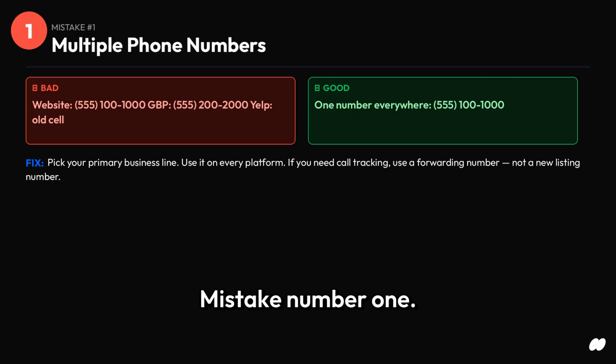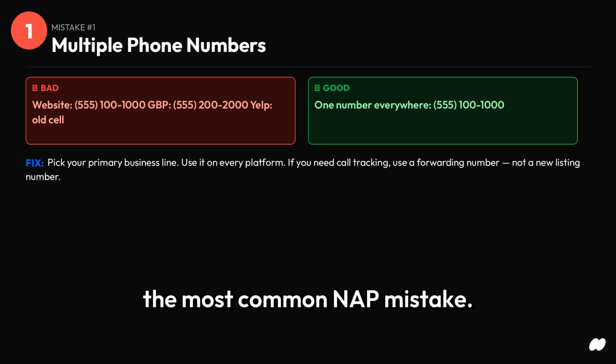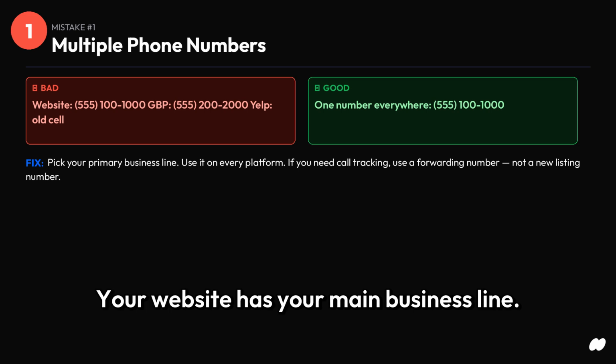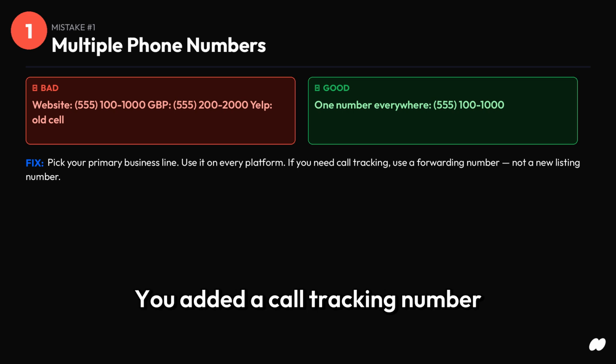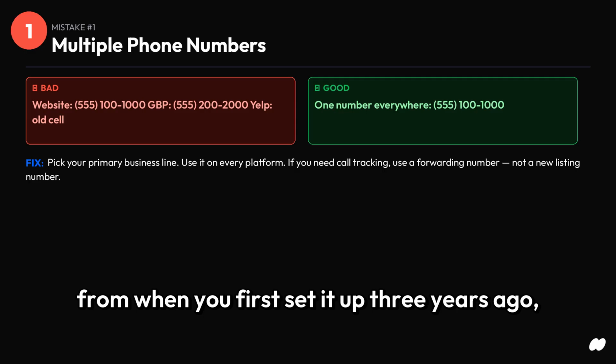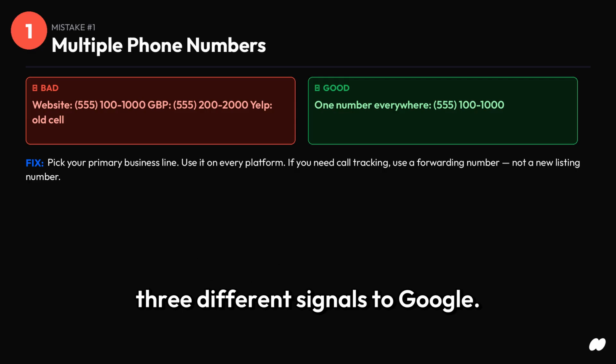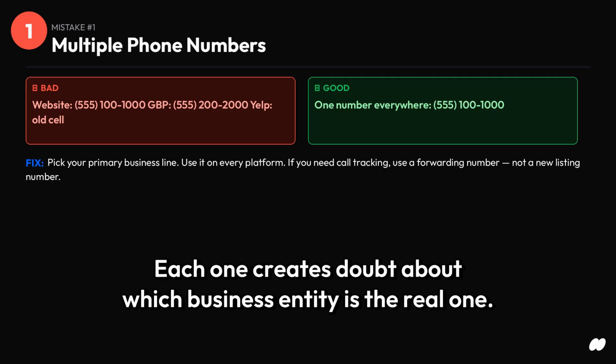Mistake number 1. Using multiple phone numbers across platforms. The most common NAP mistake. Your website has your main business line. You added a call tracking number to your Google business profile. Your Yelp listing has the number from when you first set it up 3 years ago, which is your old cell phone. 3 different phone numbers, 3 different signals to Google.